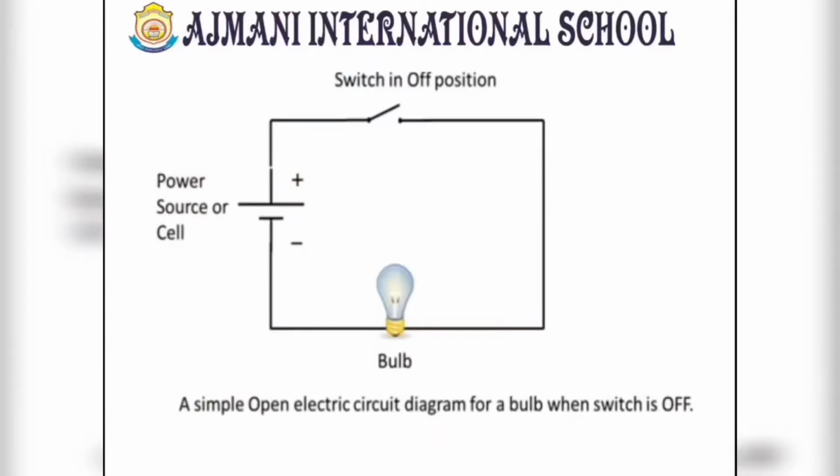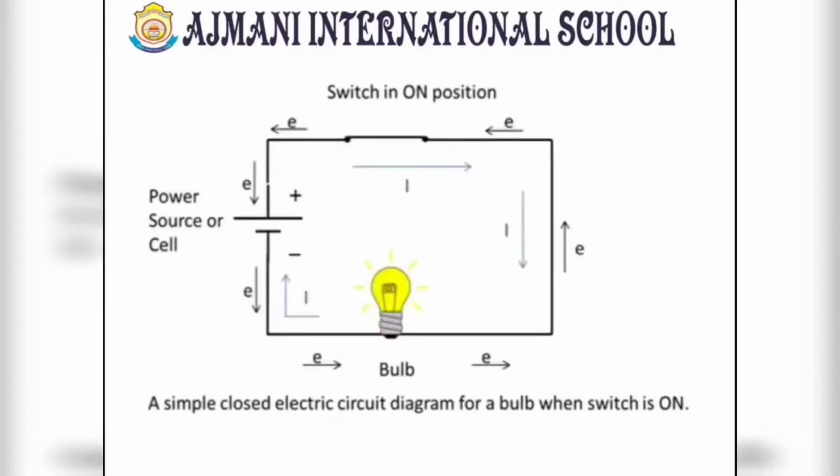When you find a discontinuity in the connection of the circuit, then we say that the switch is in the off position and the bulb connected to it will not glow. But when the circuit is continuous and the electricity is flowing through it, the bulb will glow and we say that the switch is on.